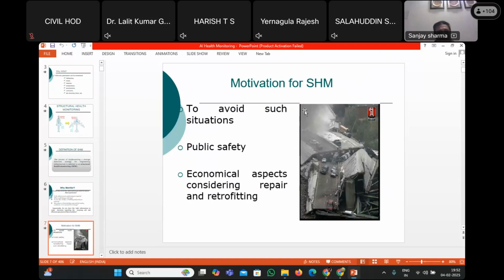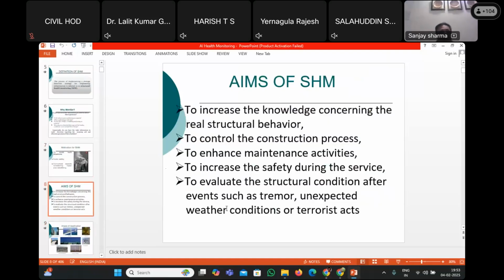That is why we want to have a health monitoring system also. One is to prevent damages, then public safety, and then the economic aspects considering the repair and retrofitting. So if damage has already happened, then it is another thing.